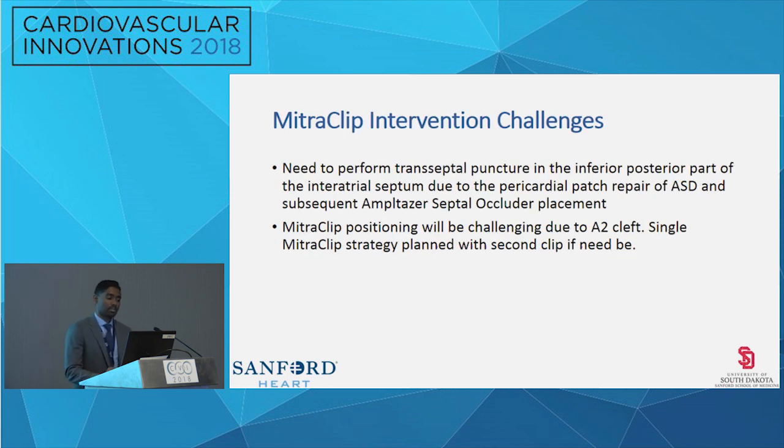The anticipated challenges were that we needed to perform the transseptal puncture in the inferior posterior part. Usually in the regular MitraClip intervention, the transseptal puncture is superior posterior, but it may change if the valve is degenerative pathology. And because of the pericardial patch repair, we decided to go with an inferior posterior puncture. And then the MitraClip position will be challenging due to the A2 cleft. So we thought, let's go with a one-clip strategy first, and if she needed a second clip, we would implant a second clip.